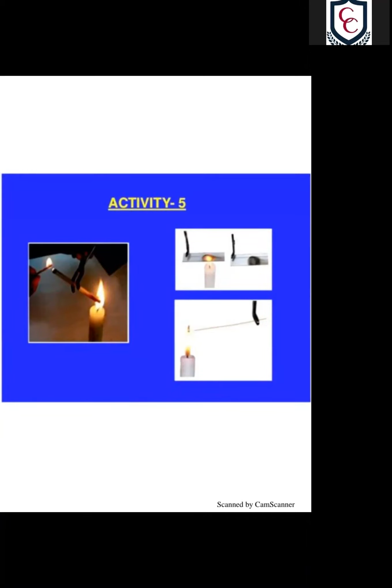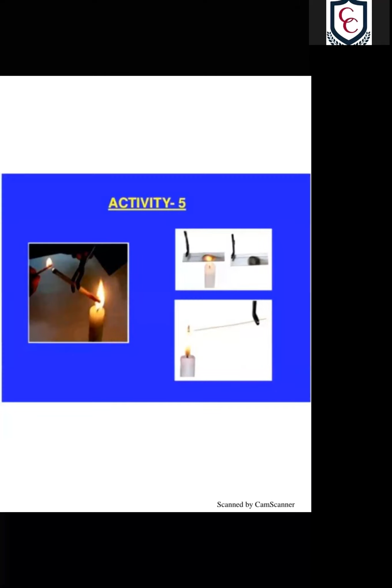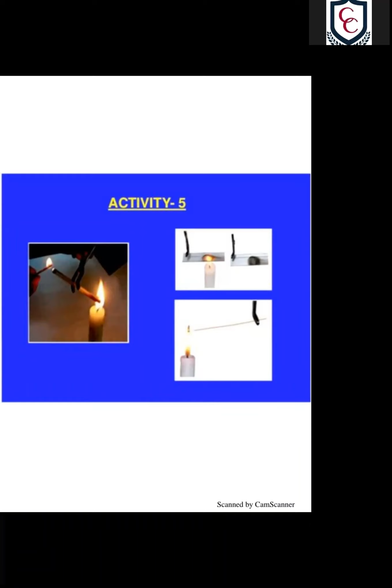Next, to check whether the outermost region is the hottest part or not, and the innermost zone is the least hot or not, we can hold a wire, like copper wire. Take one end of the copper wire and hold it to the outer region of the flame. It will get red hot.